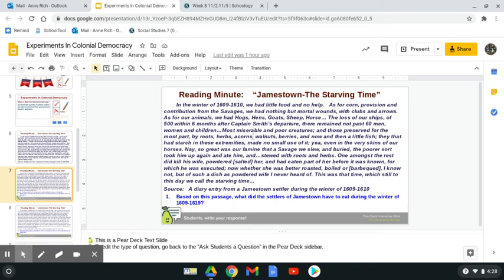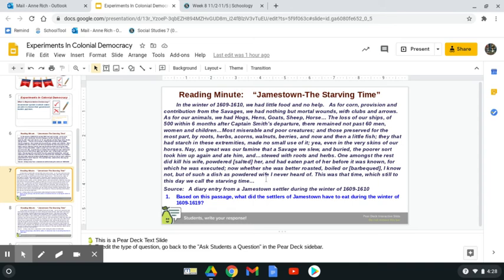Some of you may have noticed that in this passage there is described roots, herbs, acorns, walnuts, berries, and a little fish as the food that these people had to rely on during the winter of 1609 to 1610. It's important to note, though, those of you paying attention, that the diary entry is also describing cannibalism. There is a Native American that is allegedly eaten, as well. Allegedly, there's a settler that eats his wife.